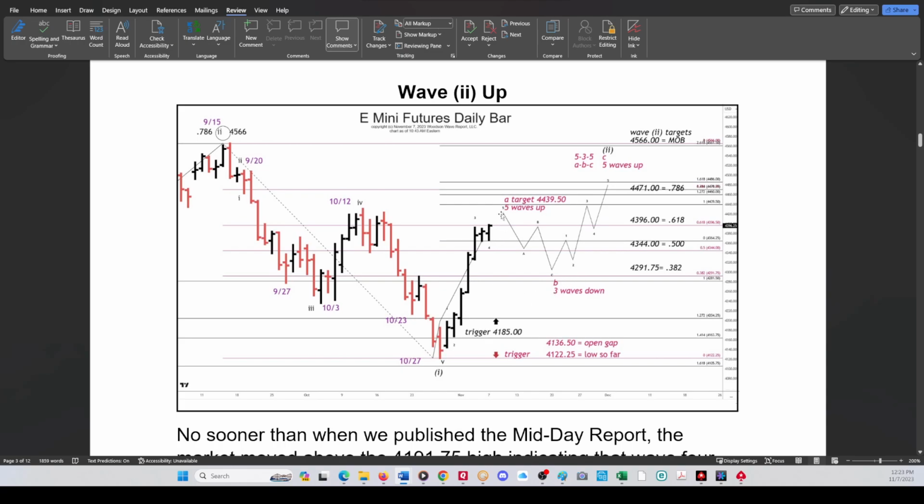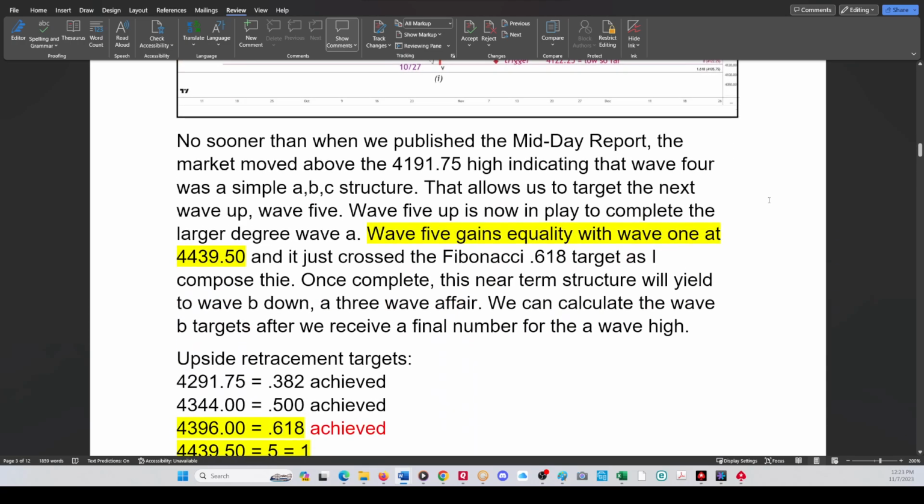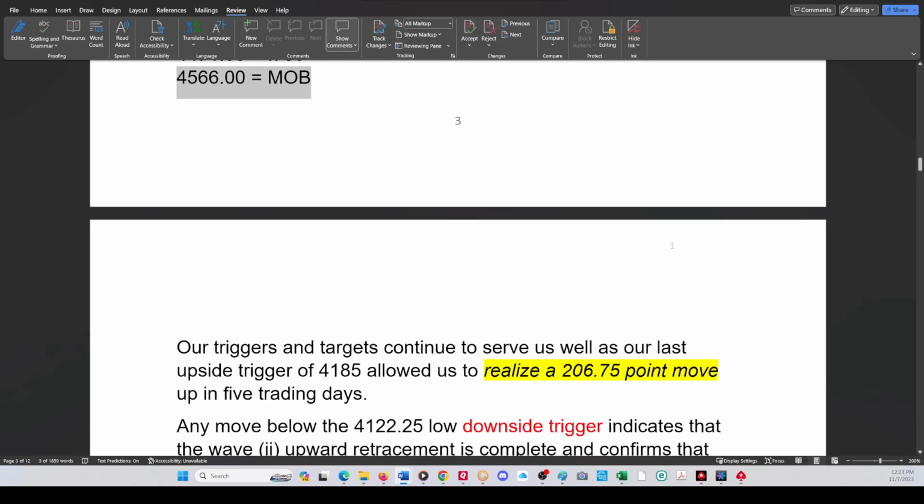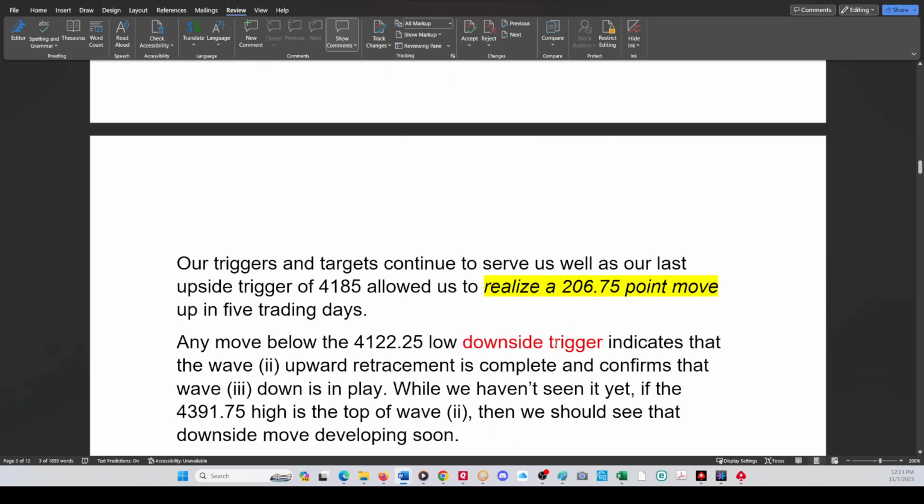Okay, the trigger, the targets in black, and achieved. Okay, got a 786 sitting up above here, but this 5 will gain equality with 1 again at 44.39.50. Okay, and there it is there, and there's the targets there. There's where 5 equals 1, and the 618 was achieved today. The 786 is above, and the make or break where it is wrong is above. Okay, and we've got our downside trigger ready.